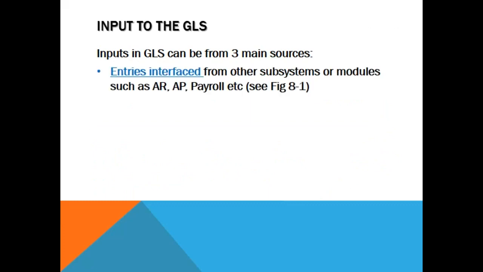Inputs into the GLS can come from 3 main sources. Firstly, the transactions processed in the other subsystems or modules, such as AR, AP, and payroll, will pass entries into the GLS. If you recall earlier, the GLS is the hub that was connected to other subsystems. So that's how entries get interfaced.